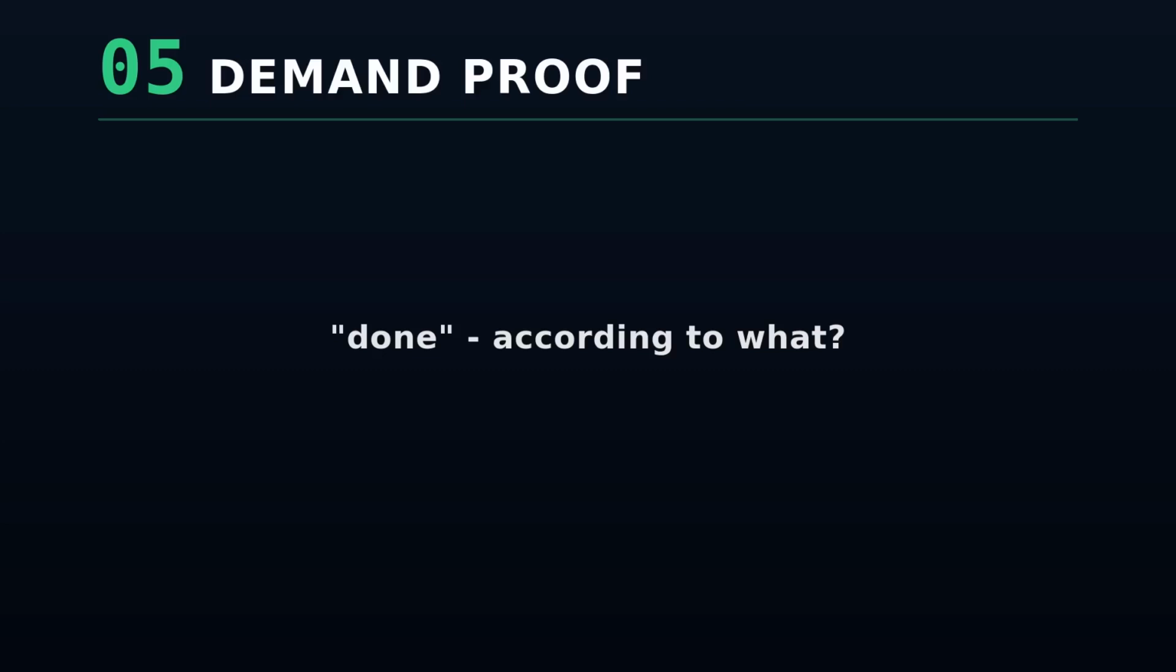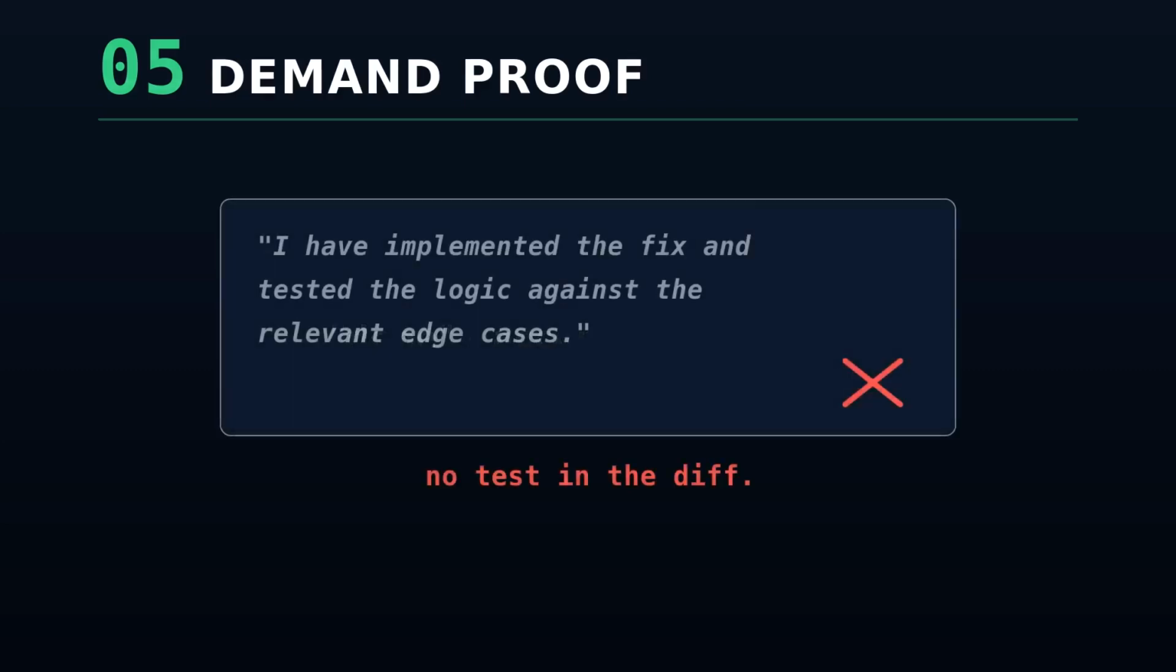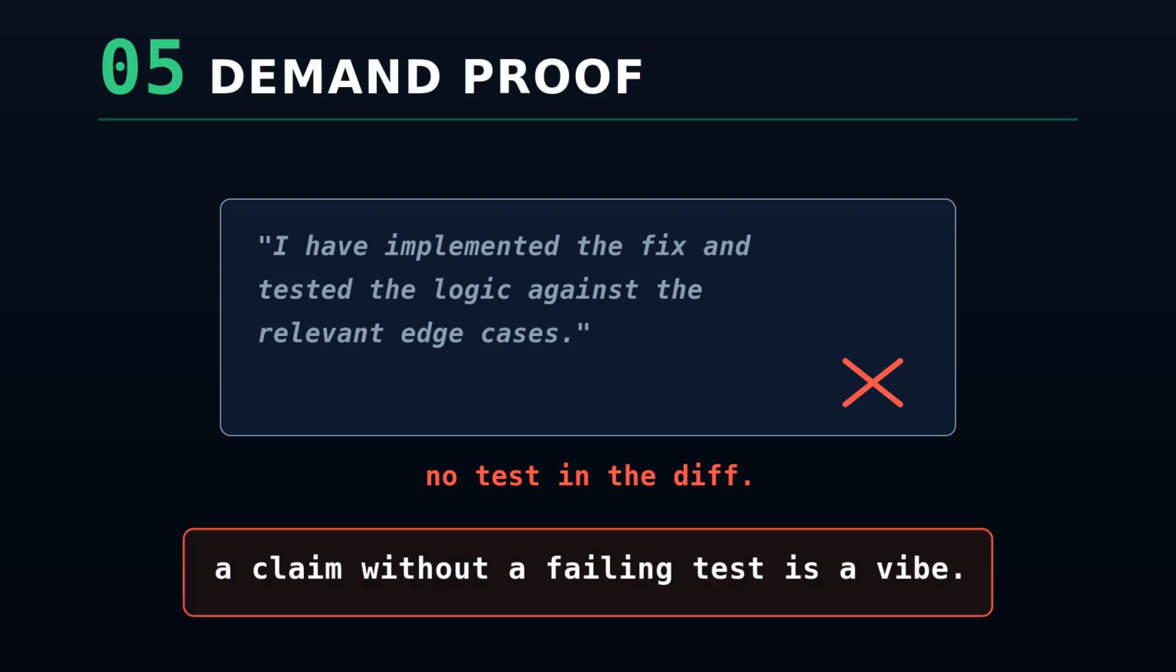Check 5. Demand the proof. The diff says done. Done according to what? Red version. A confident paragraph describing tests that don't exist anywhere in the diff. The rule this channel keeps coming back to. A claim without a failing test is a vibe.